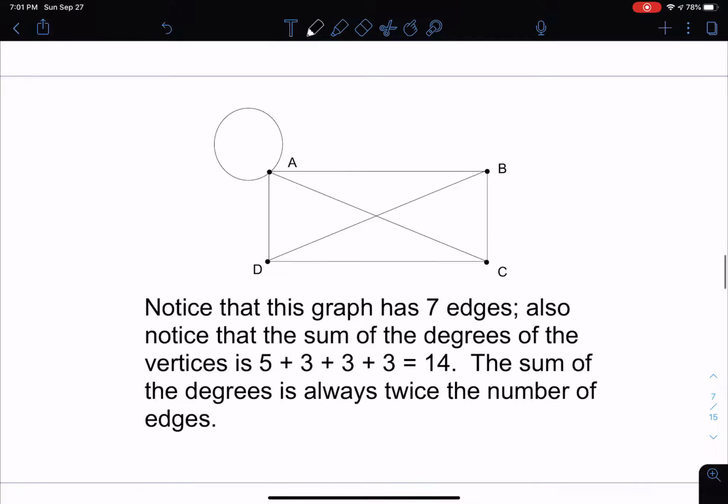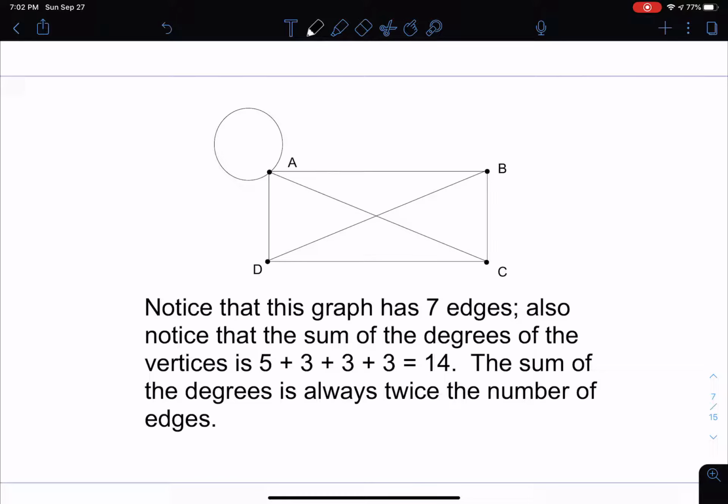Kind of an interesting relationship between the degree and the number of edges is that if you add up all the degrees in your graph, that's always going to be double the number of edges. Now, if you think about it, each edge has 2 vertices, one on each end. Or in the case of a loop, it's one edge with that one vertex there. But with the loop, your degree is 2, even though it's sprouting out of that one vertex.